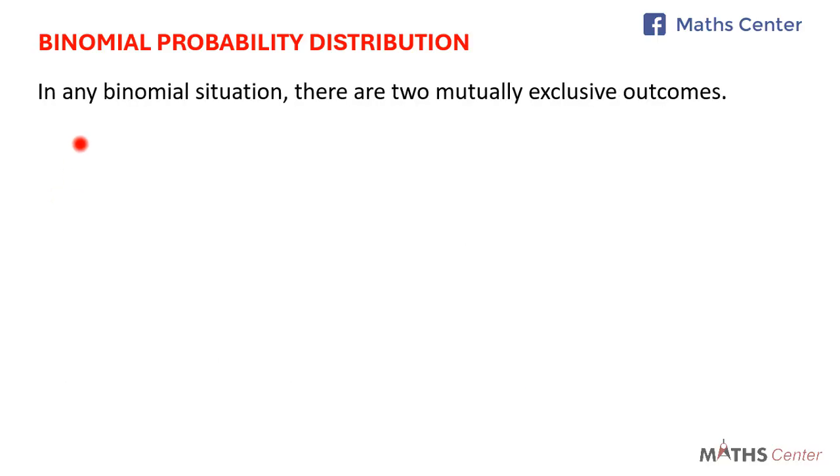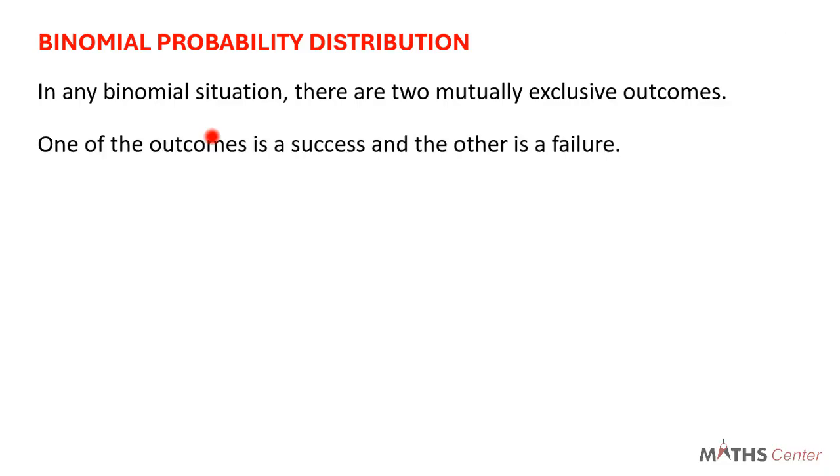As we have learned, in any binomial situation, there are 2 mutually exclusive outcomes. That is, there are 2 outcomes that can't happen together. So it's either you get one or the other. Because there are only two mutually exclusive outcomes, one of the outcomes can be said to be a success and the other a failure. Let's consider tossing a coin.